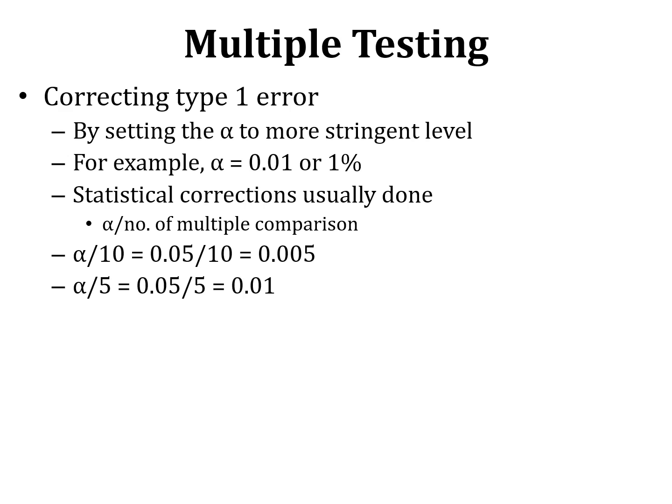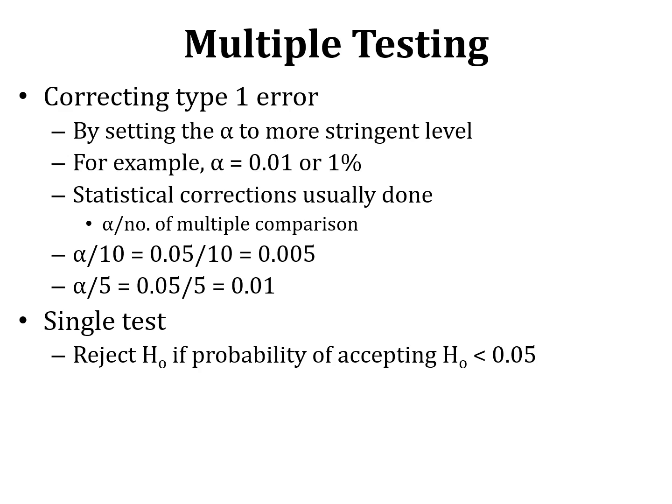And if you have 5 tests to perform, then it is going to be 0.01. So 0.05 divided by 5 is 0.01. So in this case, the decision about the null hypothesis is made at the significance level of 0.01, which is 99%.